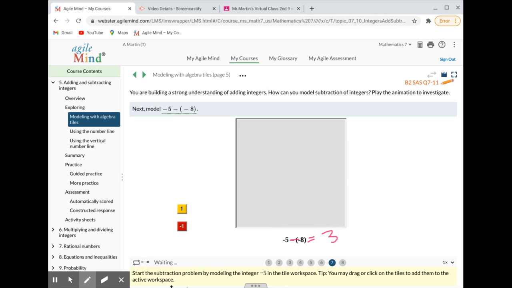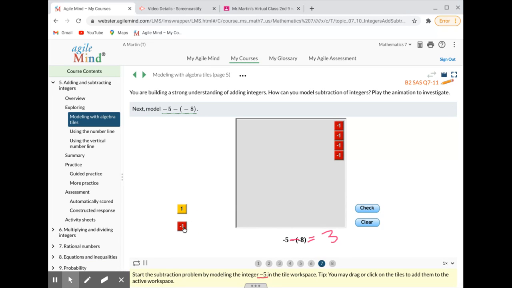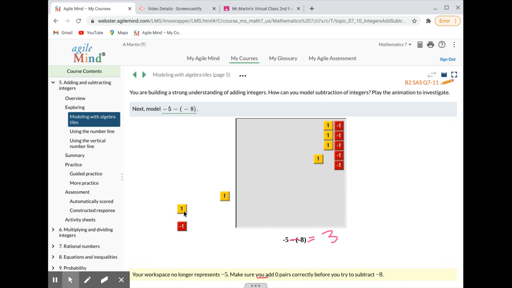All right. Now looking at this, it says start the subtraction problem by modeling the integer -5. So the first thing we got to do is put -5 up here. All right, so we got that. Now it says, are you able to subtract -8? If not, find another way to represent -5. Well, wouldn't you put 8 yellows now? All right, let's do it. Then do the 0 thingy.